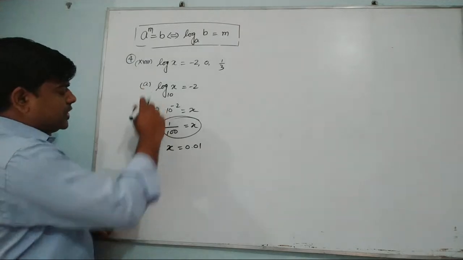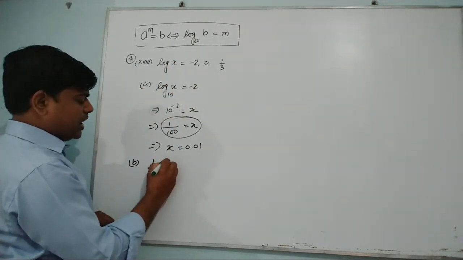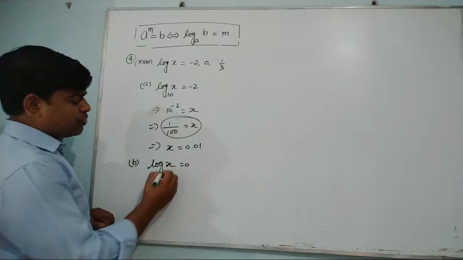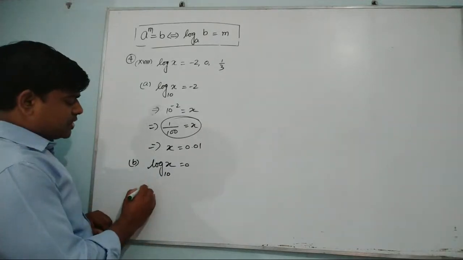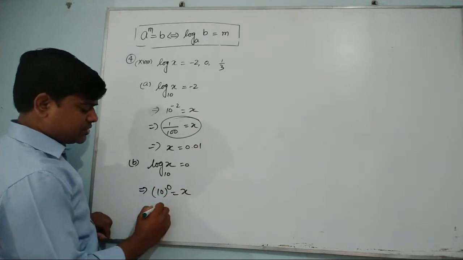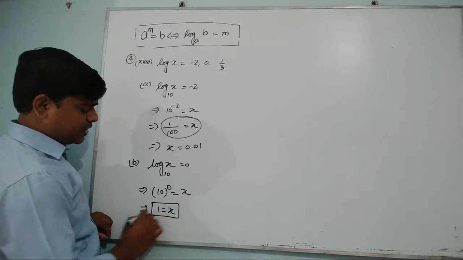The second part of the same question is written log x is equal to 0. As I told you, the base is not there, so I can take 10. What should I write? I can write here 10 to the power 0 is equal to x. So definitely here x is equal to 1 we can write.